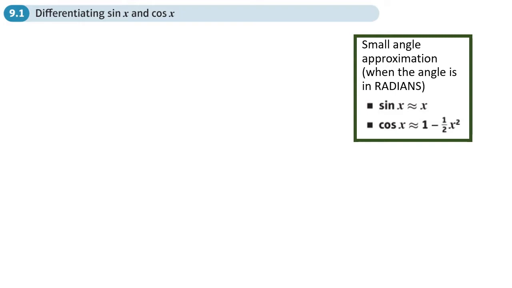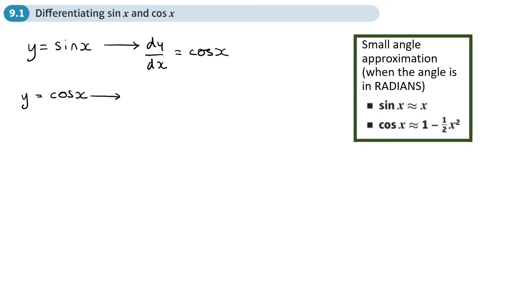differentiation of them are. So if y equals sine x, then dy dx is cos x, and if y is cos x, then dy dx is negative sine x. So you do need to know these, they are not in the formula book.